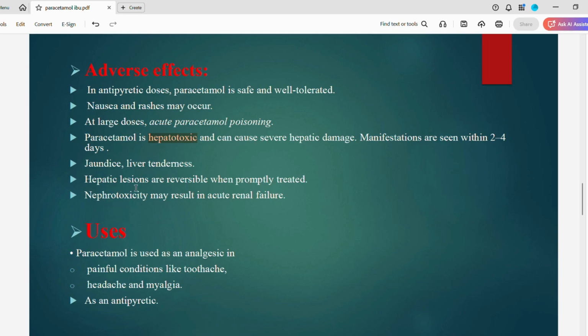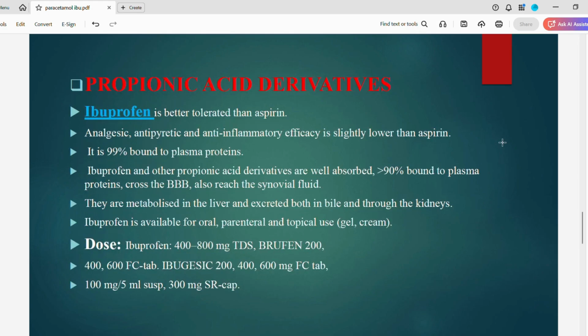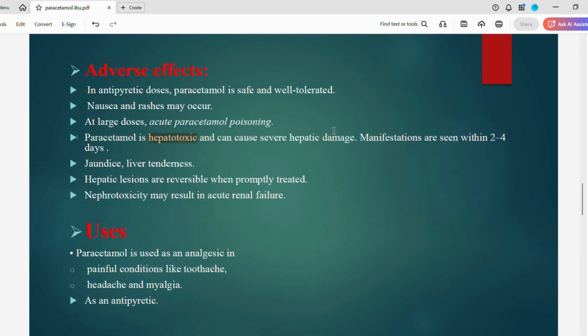Okay, hepatic lesions can occur, and also they are reversible. Nephrotoxicity may result in acute renal failure. So there can be the chances of nephrotoxicity. So now uses, as you all know, paracetamol can be used as an analgesic in painful conditions like toothache, headache, and myalgia. Myalgia is nothing but muscle pain, and as an antipyretic, that is in fever conditions, we can use it. So about paracetamol, there can be a question for 5 marks.